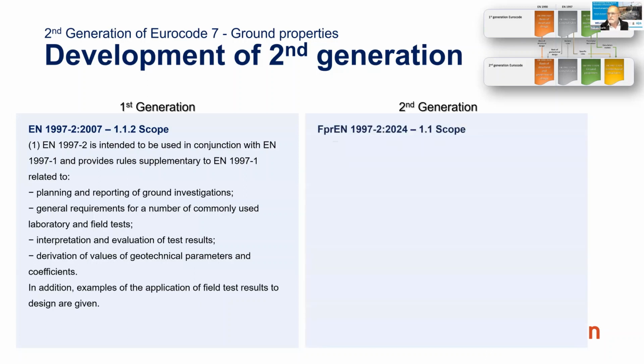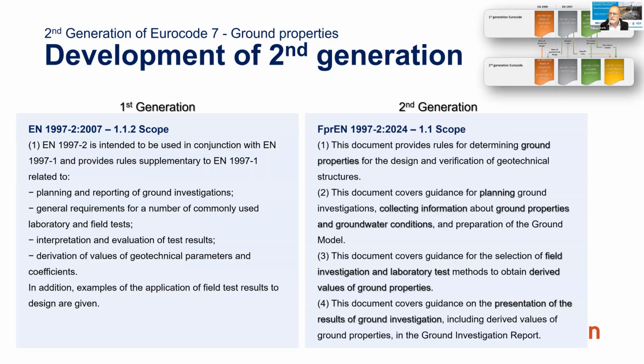But the scope for the second generation is much clearer. This document provides rules for determining ground properties for design and verification of geotechnical structures. It covers guidance for planning ground investigation, collecting information about ground properties and groundwater conditions, and preparation of the ground model. It covers guidance for the selection of field investigation and laboratory tests to obtain derived values, and fourth, covers guidance on the presentation of the results of ground investigation. In other words, Eurocode 7 part 2 has shifted from a handbook over to useful requirements. At least that's my opinion about it.